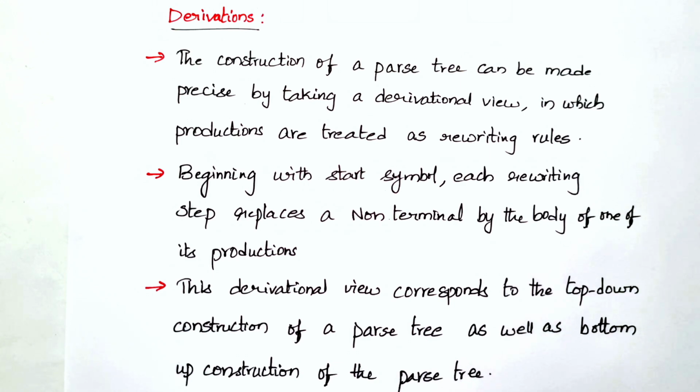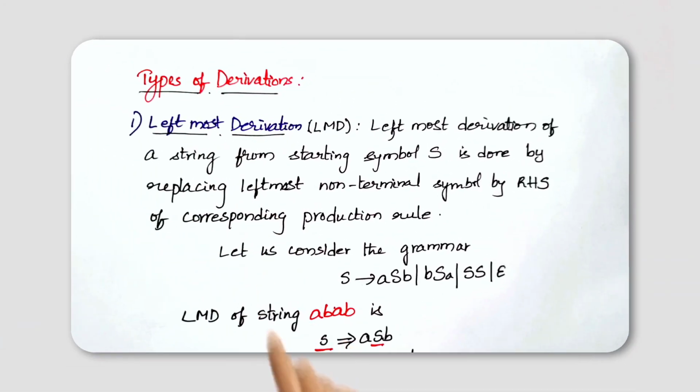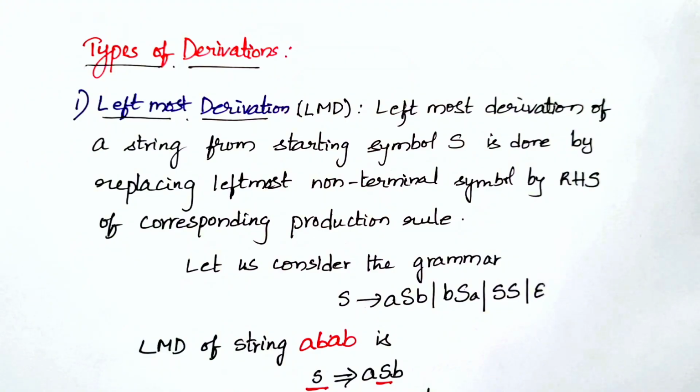This derivational view corresponds to both top-down parsing, where the parse tree is built from the root to the leaves, and bottom-up parsing, where the parse tree is built from the leaves to the root. Now let us see the types of derivations. There are two types.